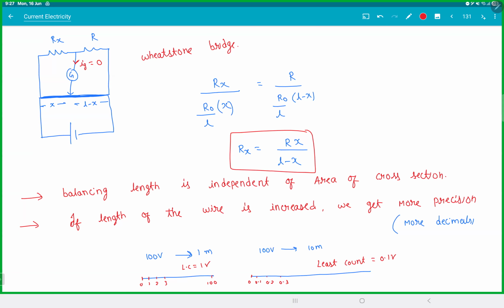Is that making sense, everyone? हाँ, मतलब ये difference था. For 1 meter, let's say you got a length of 40 centimeter and 60 centimeter. If you use 10 meters, you'll get 4 meters and 6 meters. The ratio won't change, but the value becomes more precise. Clear?